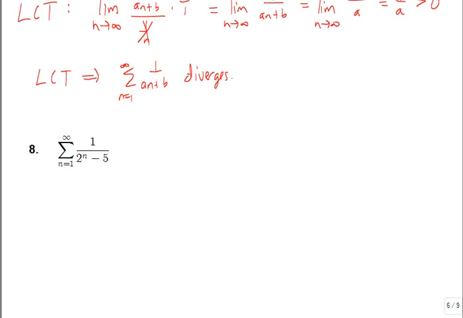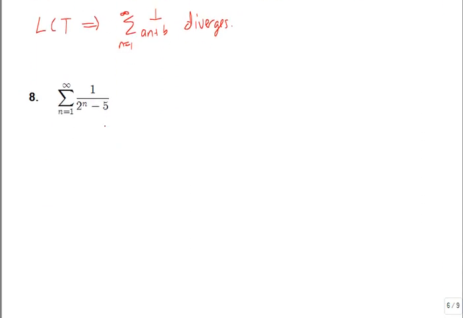So if we try 1 over 2 to the n minus 5, what could we compare this to? Again, we're going to do the same idea that we did with our direct comparison test. Look at kind of what dominates here. This minus 5 on the side is really going to become insignificant as n gets really, really large. So your instinct should be to compare this to just 1 over 2 to the n.